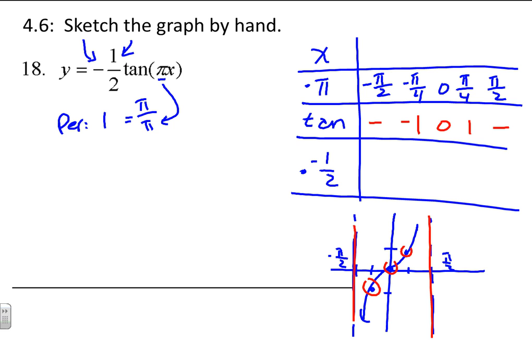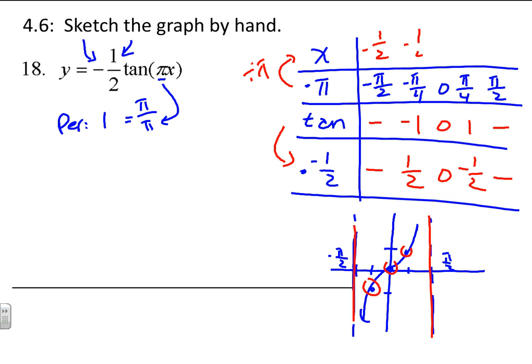Let's continue down the chart. Multiply by -1/2. Undefined times -1/2, undefined. 1 times -1/2, -1/2. 0, +1/2, and undefined. Build up, I have to divide by pi. Well, that's easy enough.